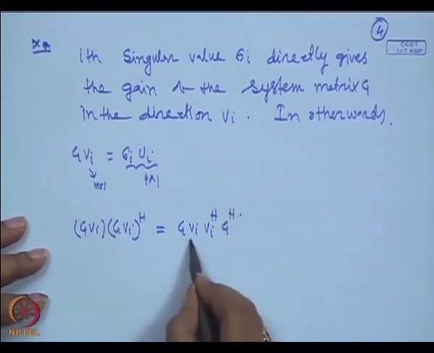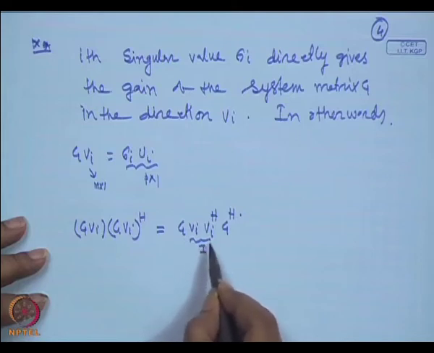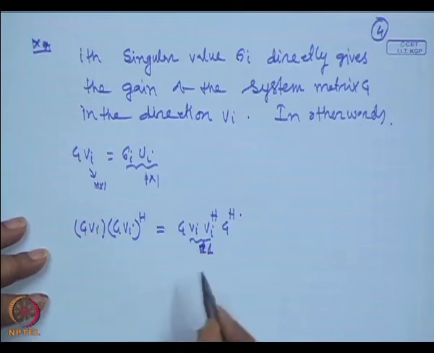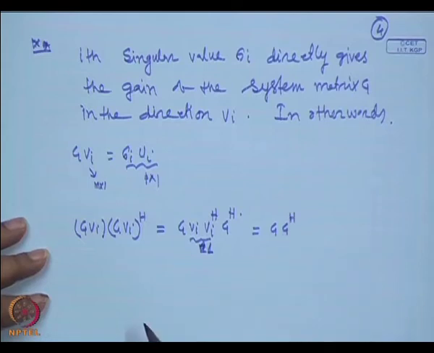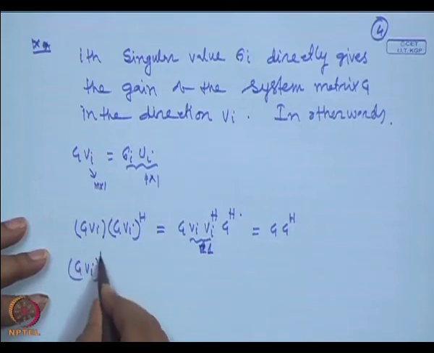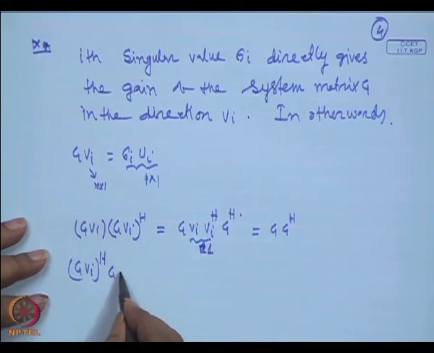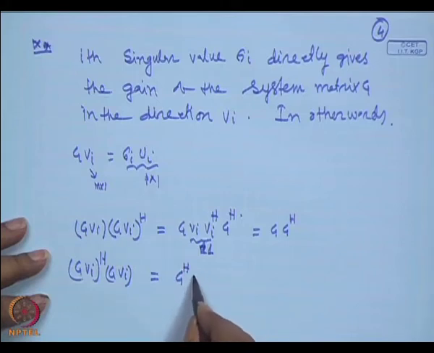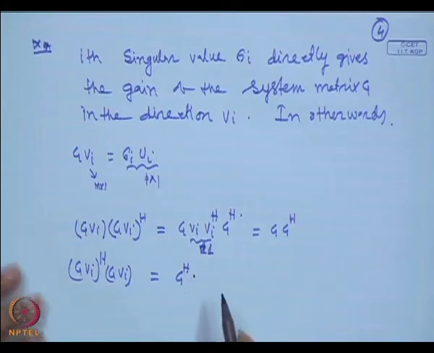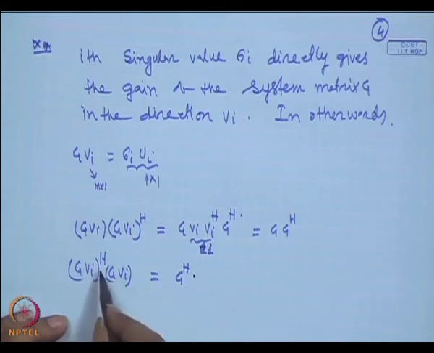Agree? So, this is an identity matrix, this is a scalar 1, this is a 1, agree? This is 1. So, what we can write is G G^H, or you can write the same thing as G v_i^H pre-multiplied by this G v_i. So, what we can write is G^H v_i G^H.